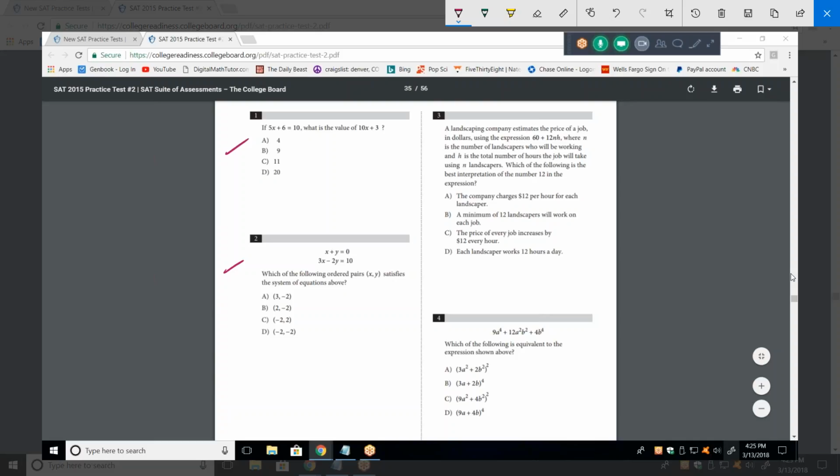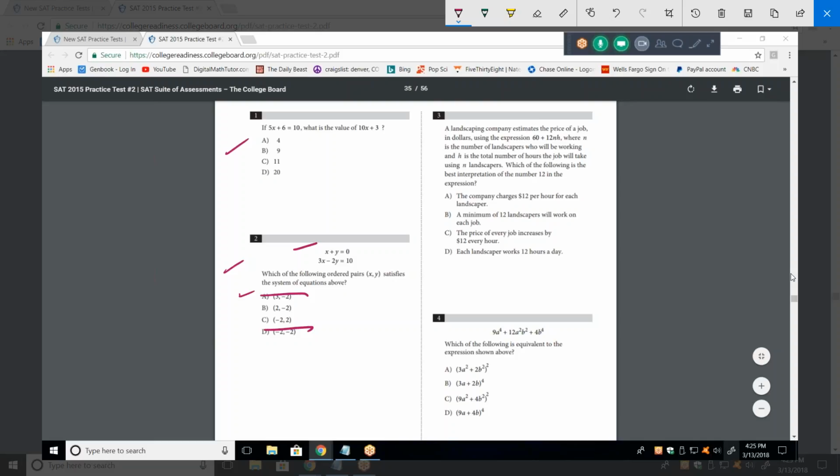Can A be the right answer? No, because it doesn't satisfy. In other words, at a very minimum, you have to satisfy that equation. B does. C does. D does not. -2 plus -2 is -4. So if you're guessing and you only had 20 seconds, you've narrowed your answer choices down to 2.